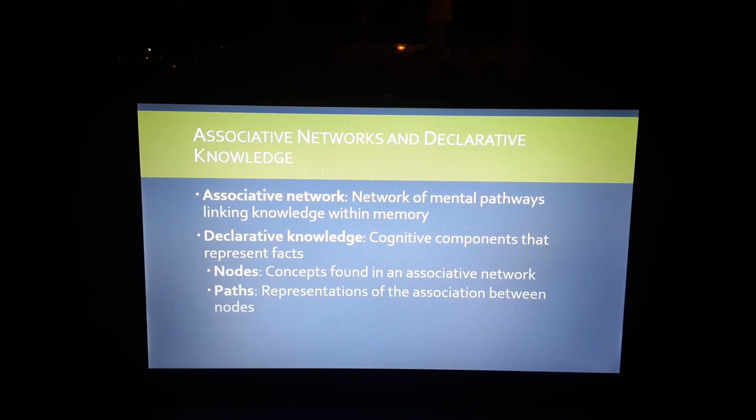And then there's this whole idea of associative networks. Again, we've talked about association, that we link things together. And that's really all we need. This is a little bit more detail than we need in terms of understanding how the brain works. But things that represent facts and things that we know to be true, and how we connect that information.